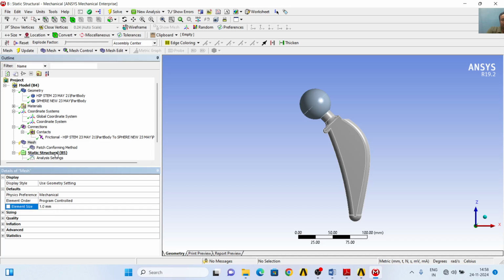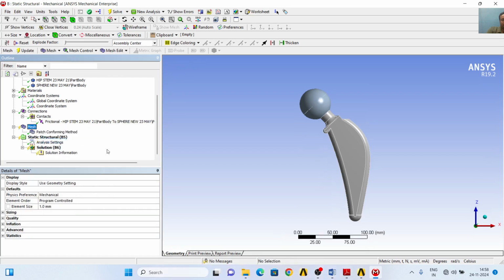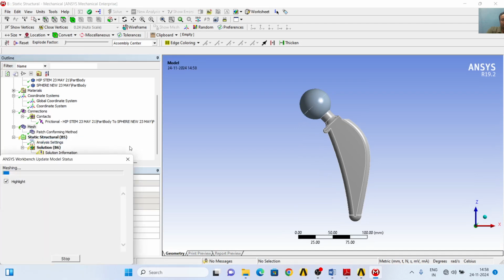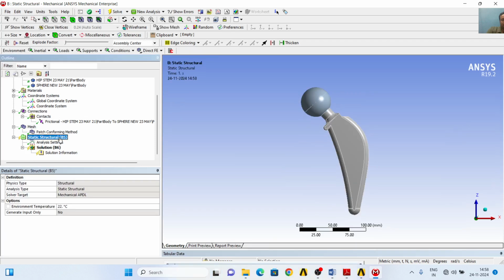Okay, and I will go to structural analysis. First of all I will update the mesh. It is taking some time. You can see that the meshing is done, and now I will go to static structural analysis.